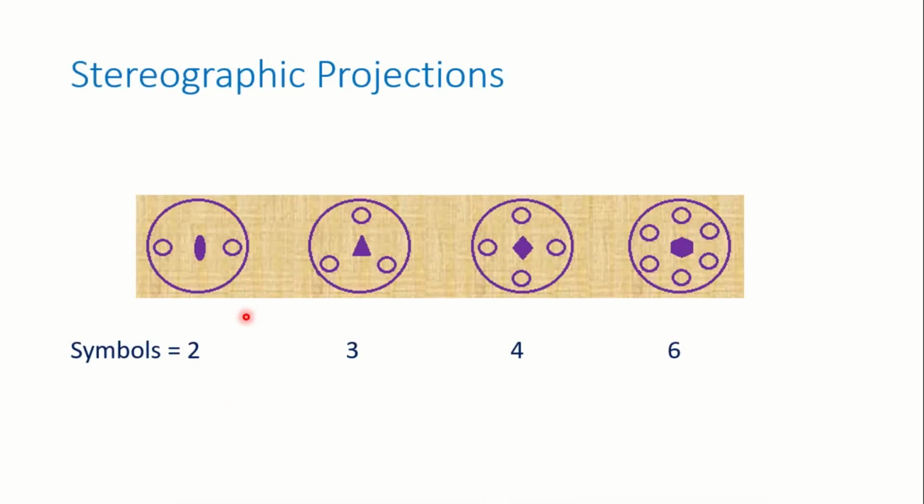Stereographic projections are like this. This is for the 2-fold axis, this is for the 3-fold axis, 4-fold axis, 6-fold axis. And the symbols, look: for the 2-fold axis, this is drawn as a solid ellipse. Okay, this is a solid triangle, this is a solid square or diamond shape, and this is a solid hexagon.